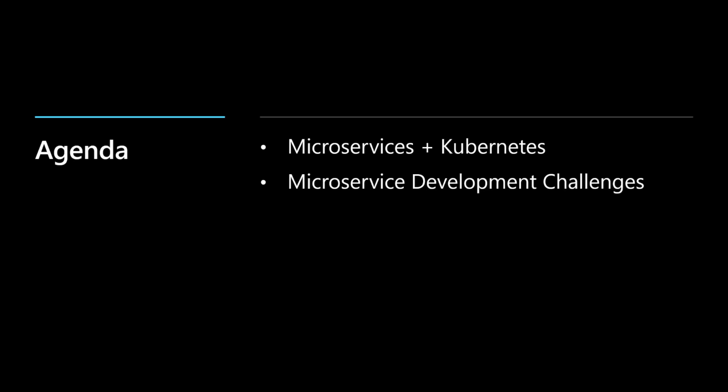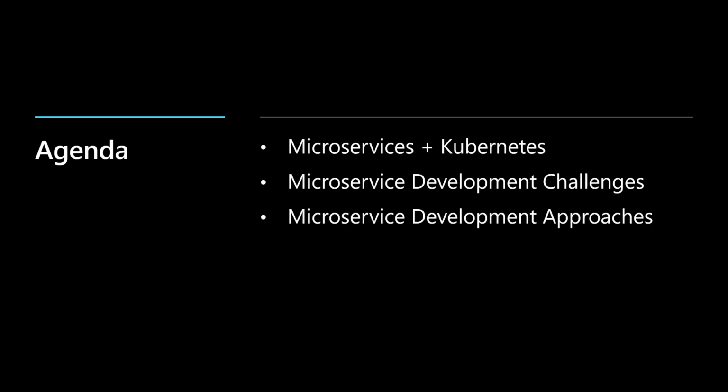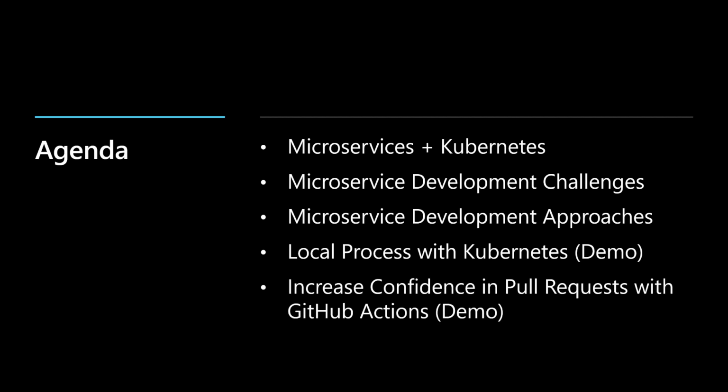Then we'll cover the challenges developers are faced with when working on a microservice application running in Kubernetes. We'll discuss the different development approaches that address these problems, and I'll share learnings for each. We'll focus on one approach that Microsoft is investing in based on feedback we've received from developers. And we'll wrap things up by showing a post-commit workflow where I'll demo how you can raise confidence in your pull request with a GitHub Actions workflow.